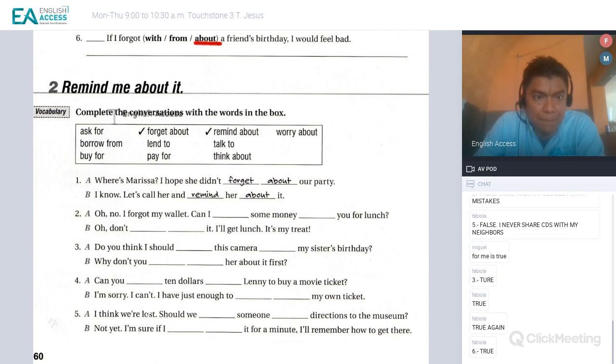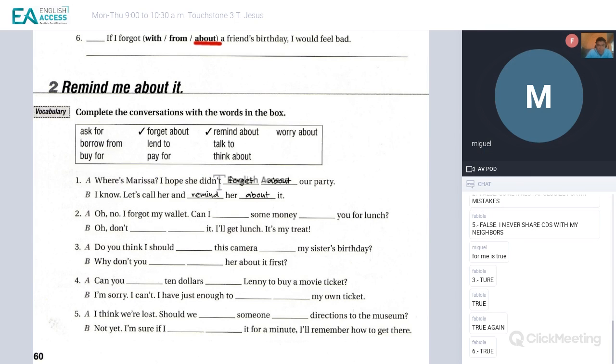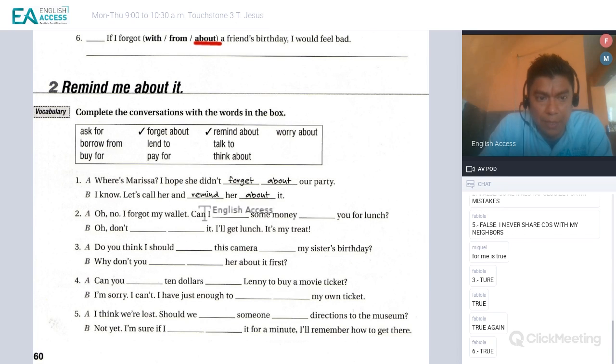Remind me about it. Complete the conversations with the words in the box. Ask for, borrow from, buy for, about, and etc. Number one. Where's Marisa? I hope she didn't forget about our party. I know. Let's call her and remind her about it.